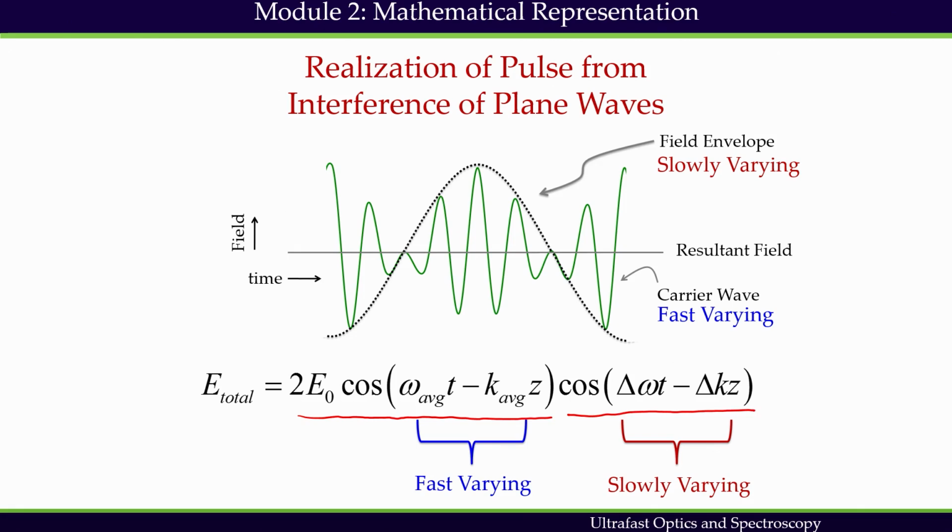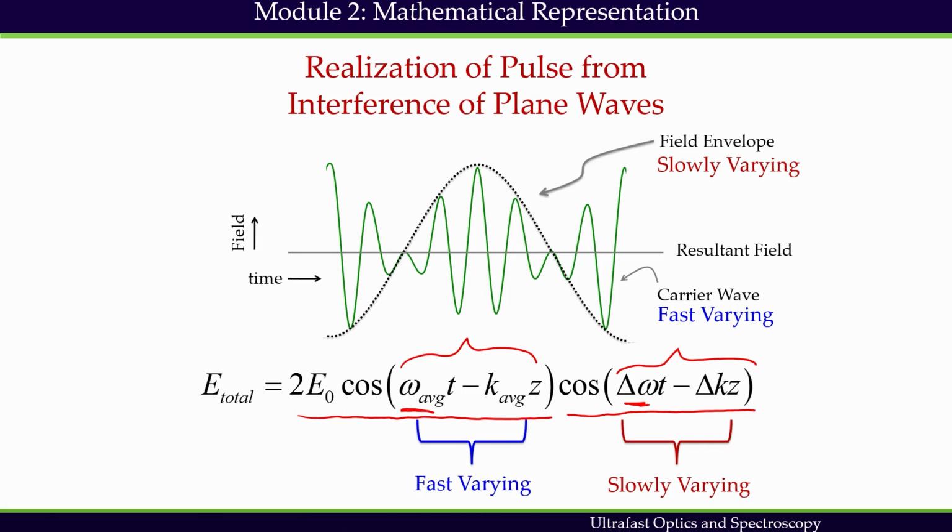The first term, associated with this omega average, is a fast varying component, and the second term, associated with this delta omega, is the slowly varying component of the resultant electric field, because the difference between two frequencies is very small, and that's why delta omega is a very small number, but omega average is a very high number, a big number.